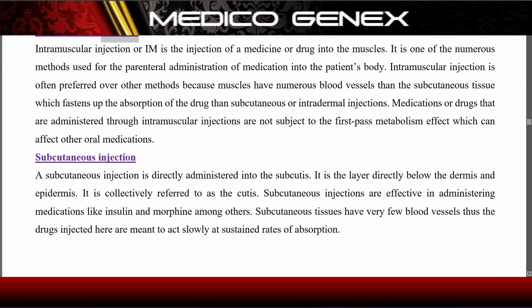Intramuscular injection. Intramuscular injection or IM is the injection of a medicine or drug into the muscles. It is one of the numerous methods used for the parenteral administration of medication into the patient's body. Intramuscular injection is often preferred over other methods because muscles have more blood vessels than the subcutaneous tissue, which speeds up the absorption of the drug compared to subcutaneous or intradermal injections. Medications or drugs that are administered through intramuscular injections are not subject to the first-pass metabolism effect which can affect other oral medications.